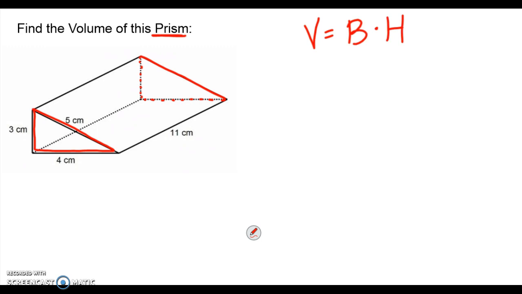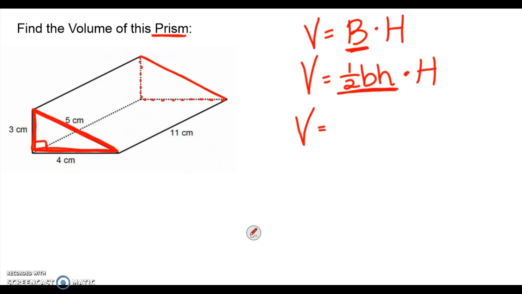Since my base is a triangle, okay, I'm going to assume this is a right triangle because I have a Pythagorean triple here, so I can actually confirm that it is a right triangle, so it makes things a little easier. But I'm going to replace B with 1/2 times B times H times the height. So this is the area formula for a triangle.